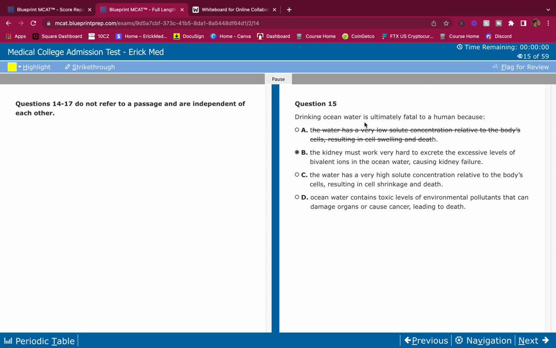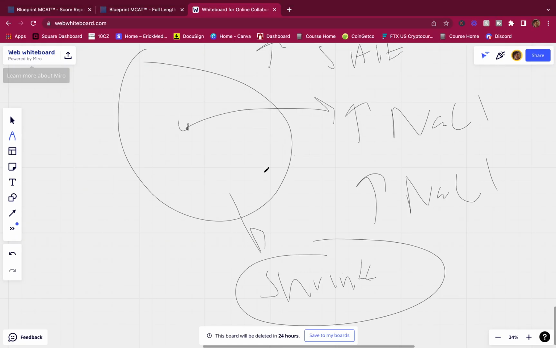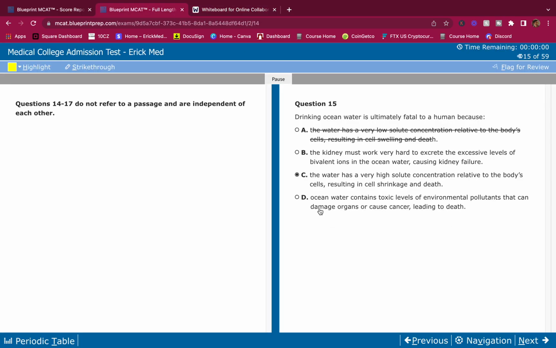What I just said is kind of common sense, but it's not that common when people are taking the MCAT. You've got to keep that in the back of your mind to really get the majority of questions right. A lot of people forget that. "The water has a very high solute concentration relative to the body's cells, resulting in cell shrinkage and death." That is absolutely correct. That's exactly what happens. I just described that here. Cool. "The ocean water contains toxic levels of pollutants." Again, what is the MCAT testing? The MCAT doesn't test your knowledge of environmental pollutants. It tests your knowledge on how water flows, osmosis, all that stuff.